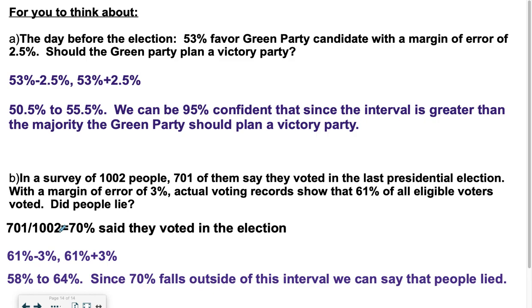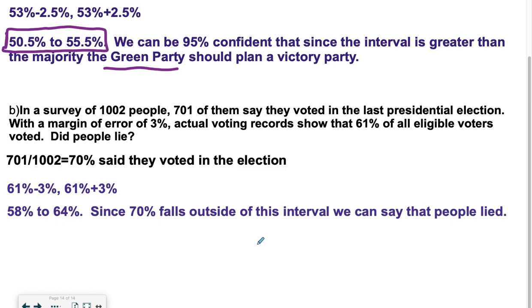These are a little tougher, but I do like them, so let's go through them. The day before the election, 53% favor the Green Party candidate with the margin of error given. So here is our confidence interval, and because this confidence interval contains the majority, we can say that the Green Party should plan a victory. They probably will win.